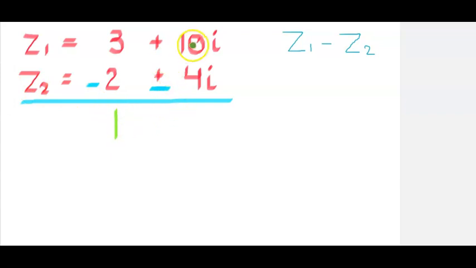Now this is 10 minus 4. 10 minus 4 is positive, still positive because 10 is bigger. Yeah, 6i. And this is your Z1 minus Z2.